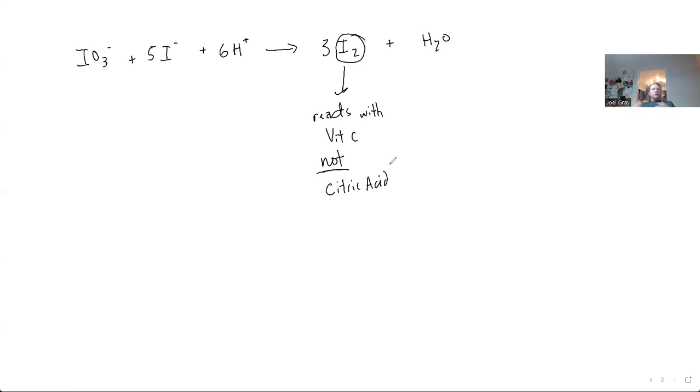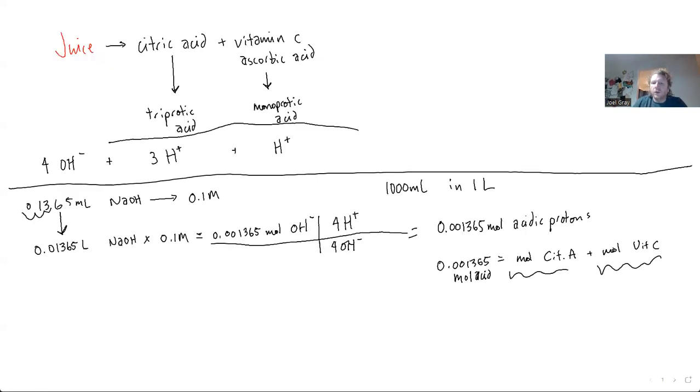So arguably you could look at this and say, well, if our second part will tell us the amount of vitamin C, then we can go back to this part and say, okay, if we can figure out the number of moles of vitamin C from part 2, then with deductive reasoning we know the total amount of acid, we know the amount of vitamin C, therefore here's the amount of citric acid.